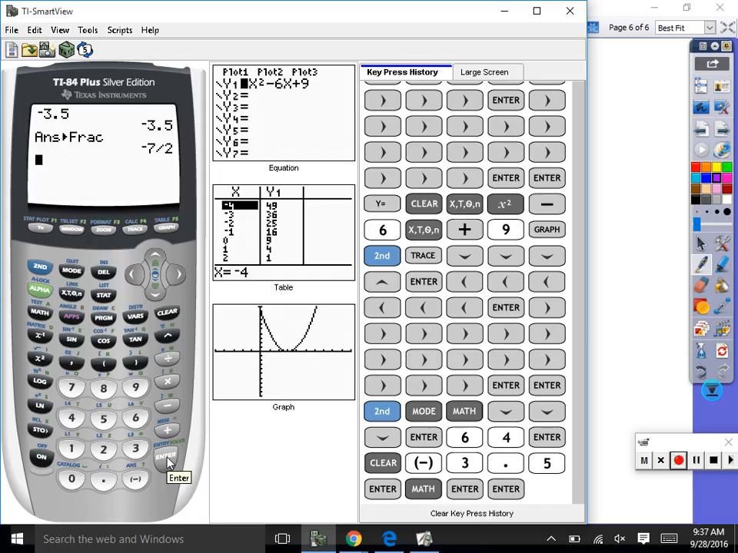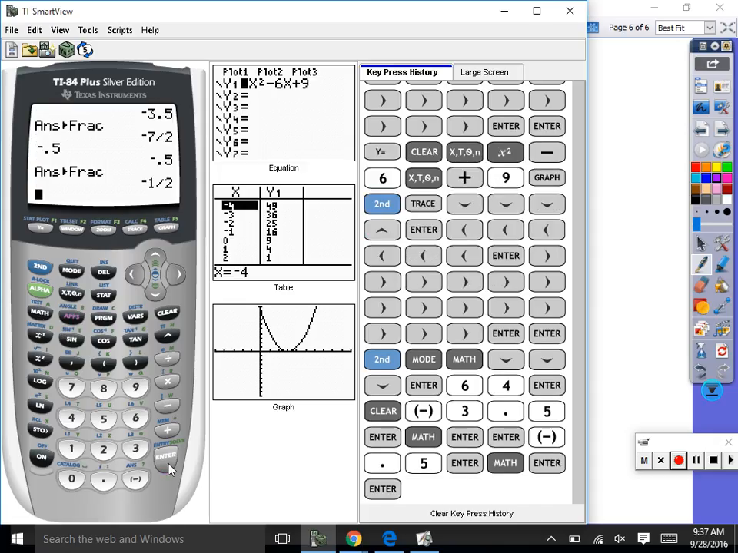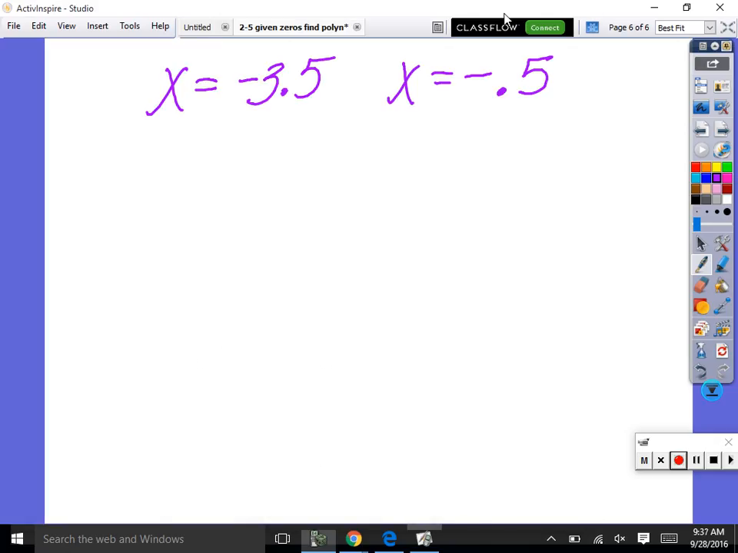So it's negative 7/2. So then we'll do negative 0.5 if we don't know what that is as a fraction. Hit enter. And then you'll hit the math key, and then fraction. So negative 7/2 and negative 1/2. That's what we're going to write. So instead, we're going to write x is equal to negative 7/2, and x is equal to negative 1/2. Does everybody understand up to there?